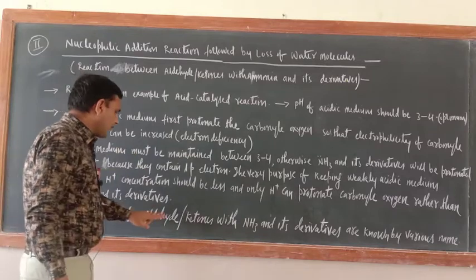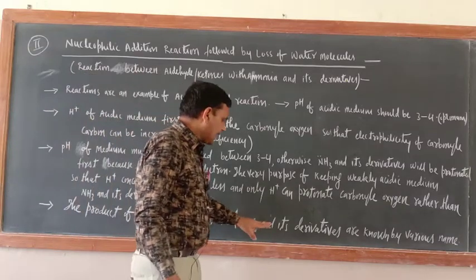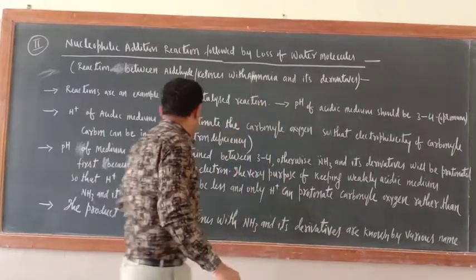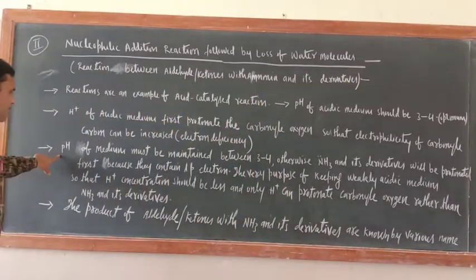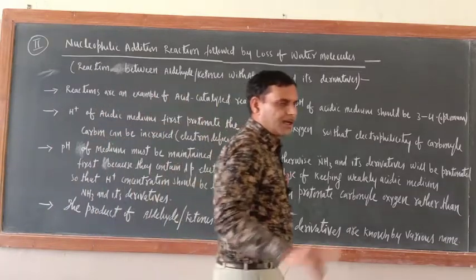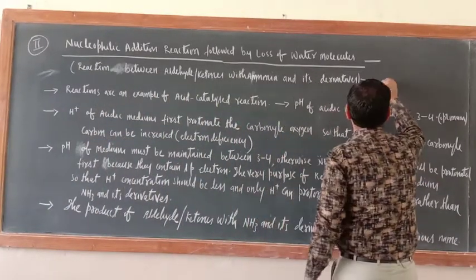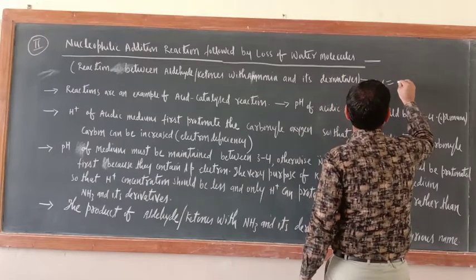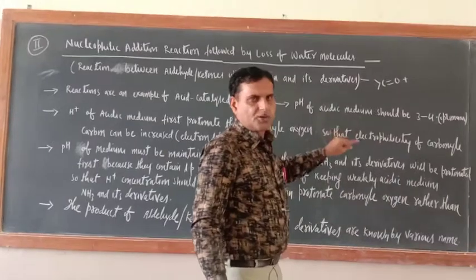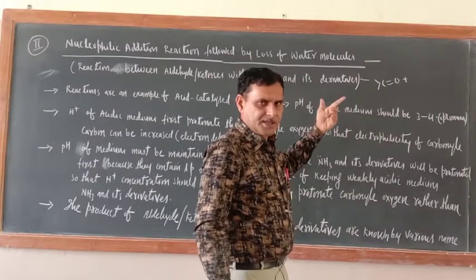The products of aldehydes and ketones with NH3 and its derivatives are known by various names. Remember, first understand this point: the pH of the medium must be maintained between 3 to 4. Try to understand, when aldehydes and ketones react with ammonia and its derivatives.